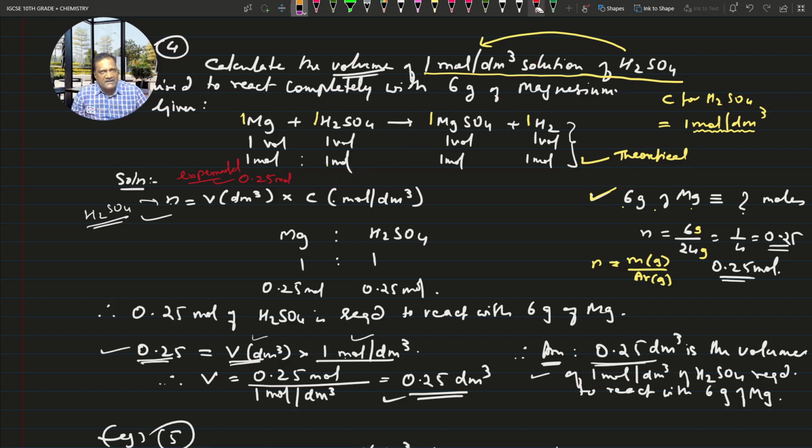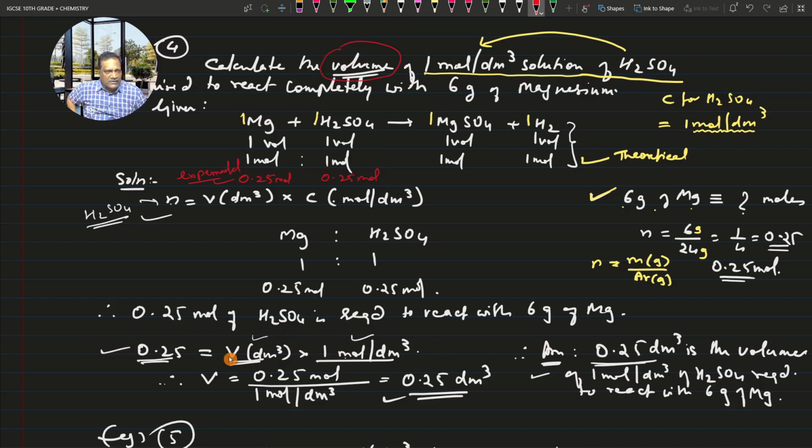Okay, so this also I'm going to write in red. So 0.25 mole, right? Because this is 1:1. Okay, fine. So we have come to the conclusion that 0.25 mole of magnesium will react with 0.25 mole of sulfuric acid. Okay. Now the thing is 0.25 mole of sulfuric acid is required to react with 6 gram of magnesium. That has been done. Now they have asked you what is the volume of this much concentration of sulfuric acid.